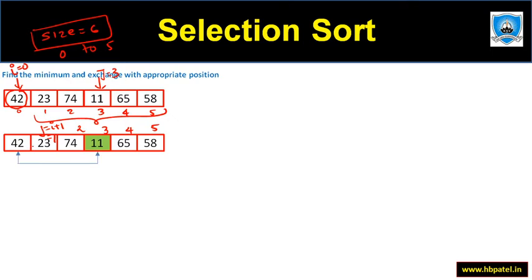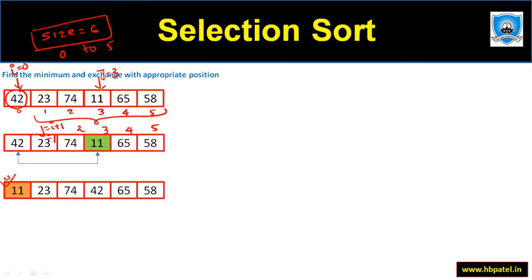So I'm going to swap 11 with 42. So this is the status. Now this is at its right place. Now let us talk about the rest of the elements.